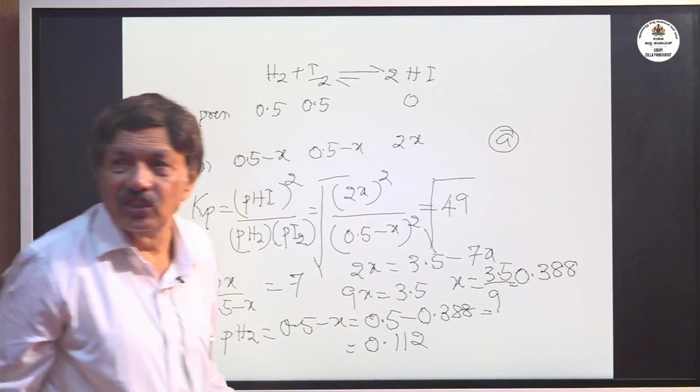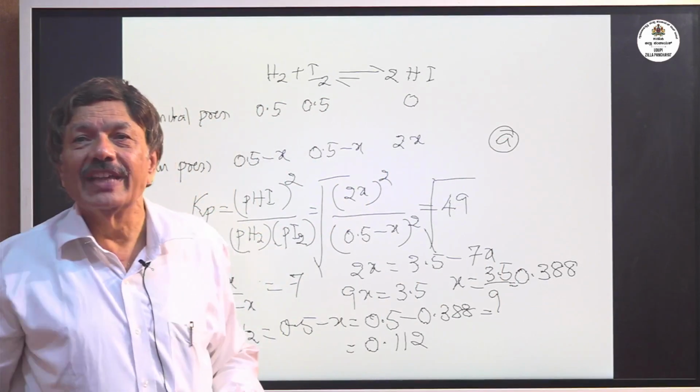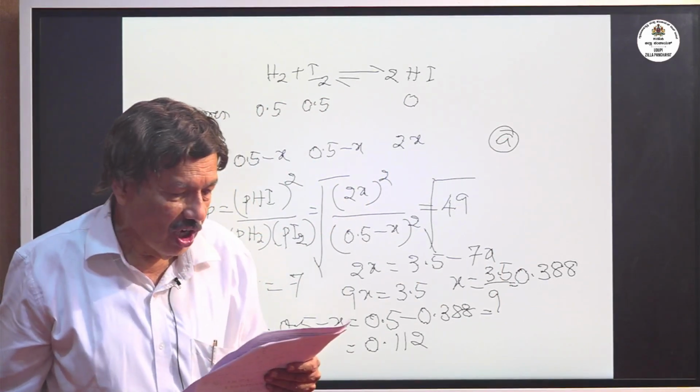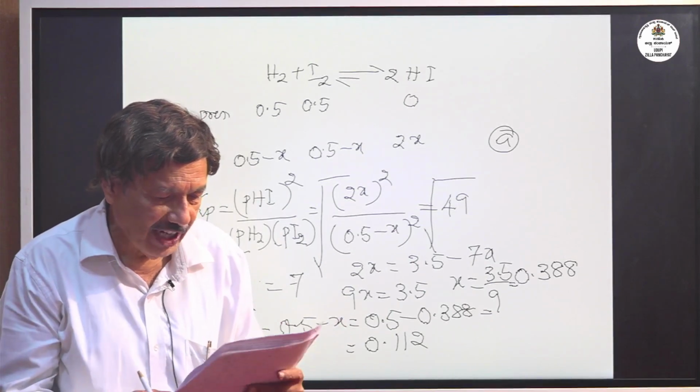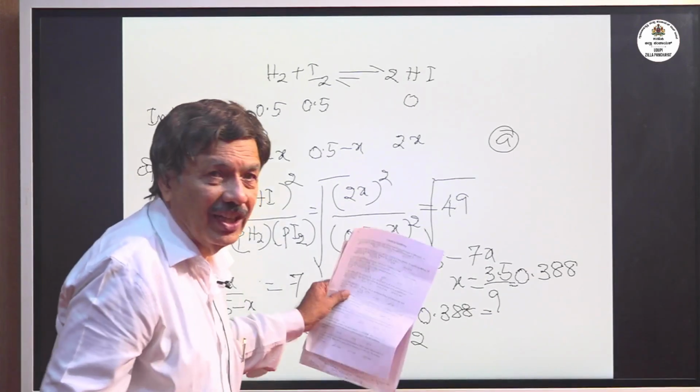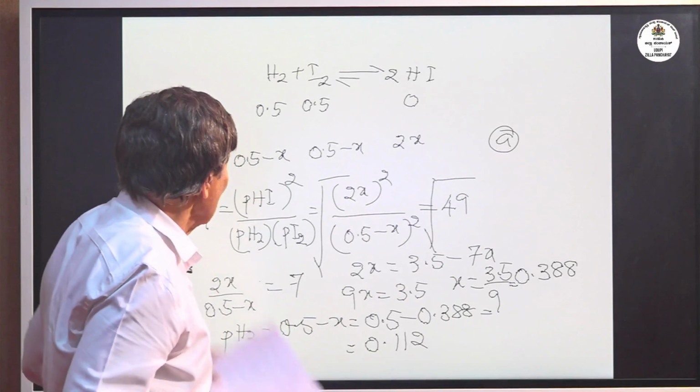Option A is the answer. 0.112 is the partial pressure of hydrogen. So I hope that you have understood it. Once again I shall tell.